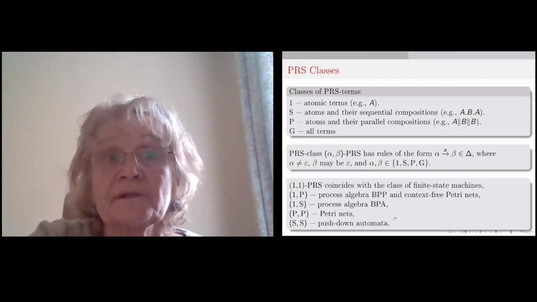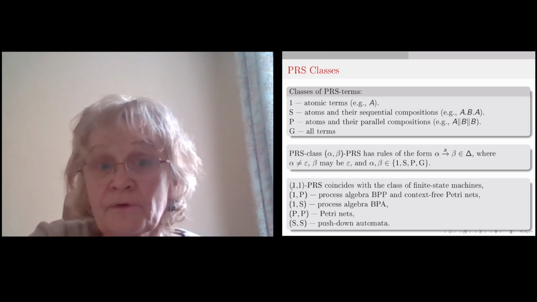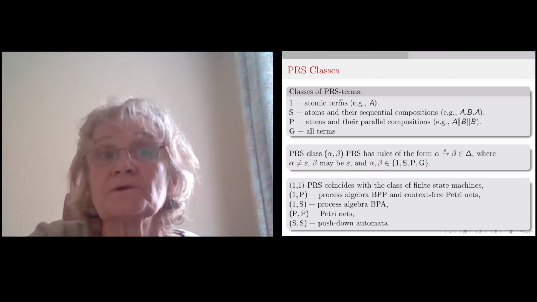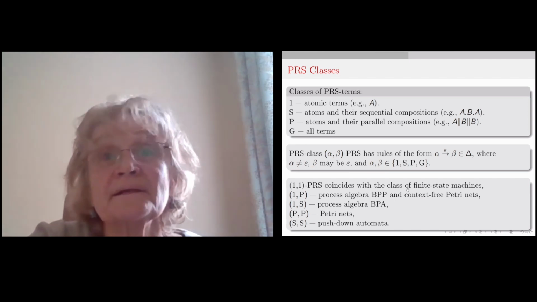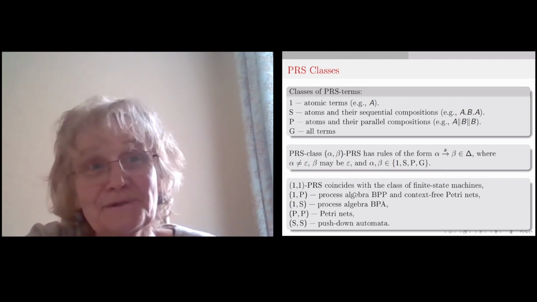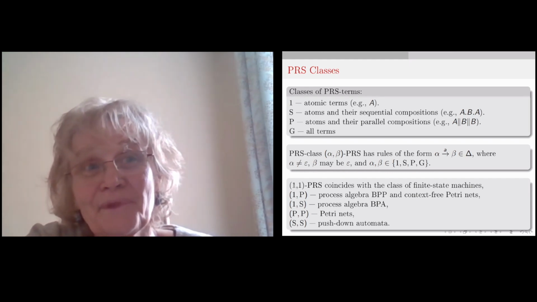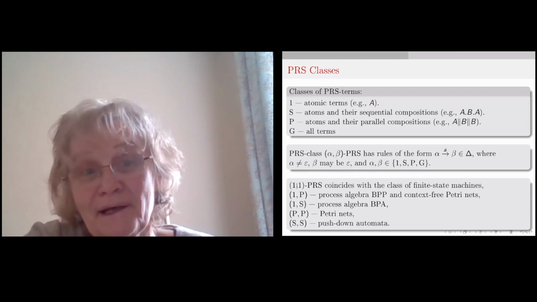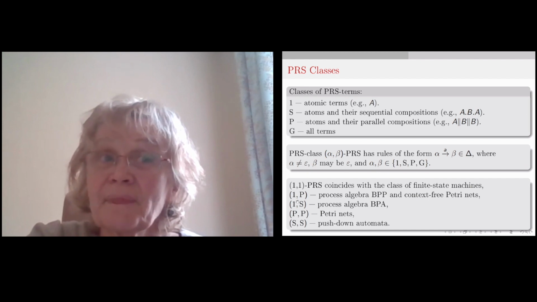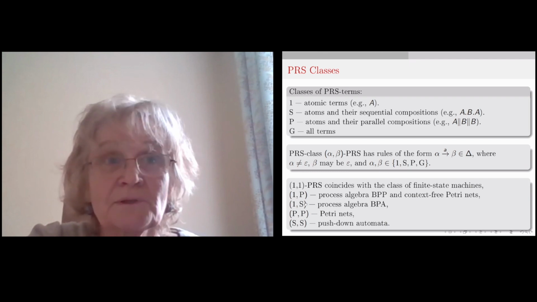And then we can consider systems, and we define them as follows. This means that we use rules where the left and right parts are both atomic terms. And these are just finite state machines. So it's easy to see, states are described by atomic expressions.